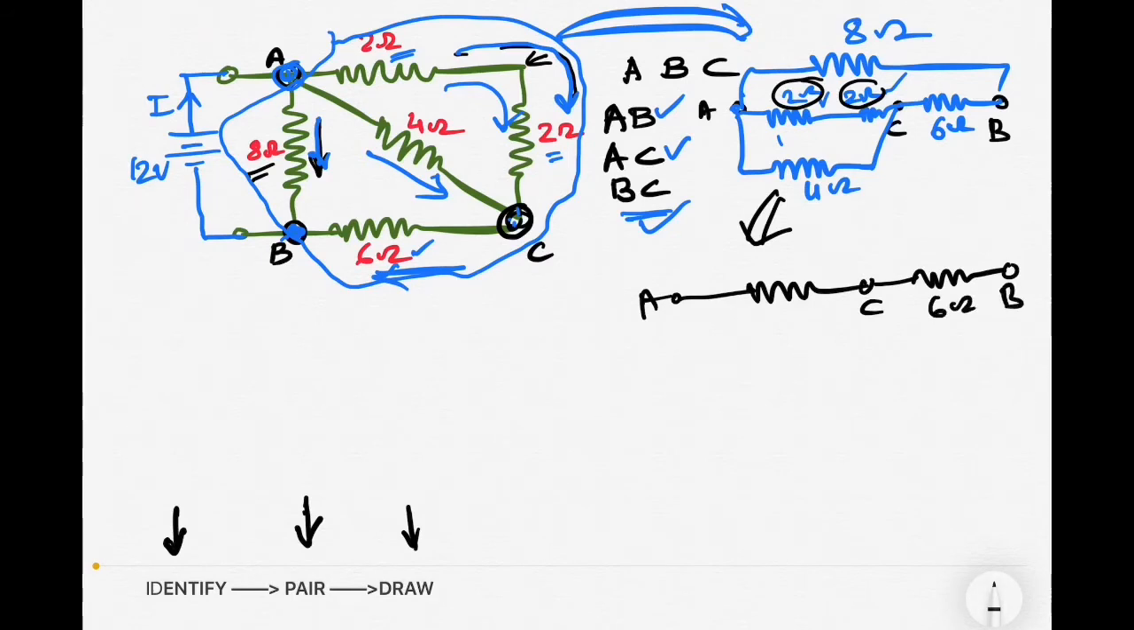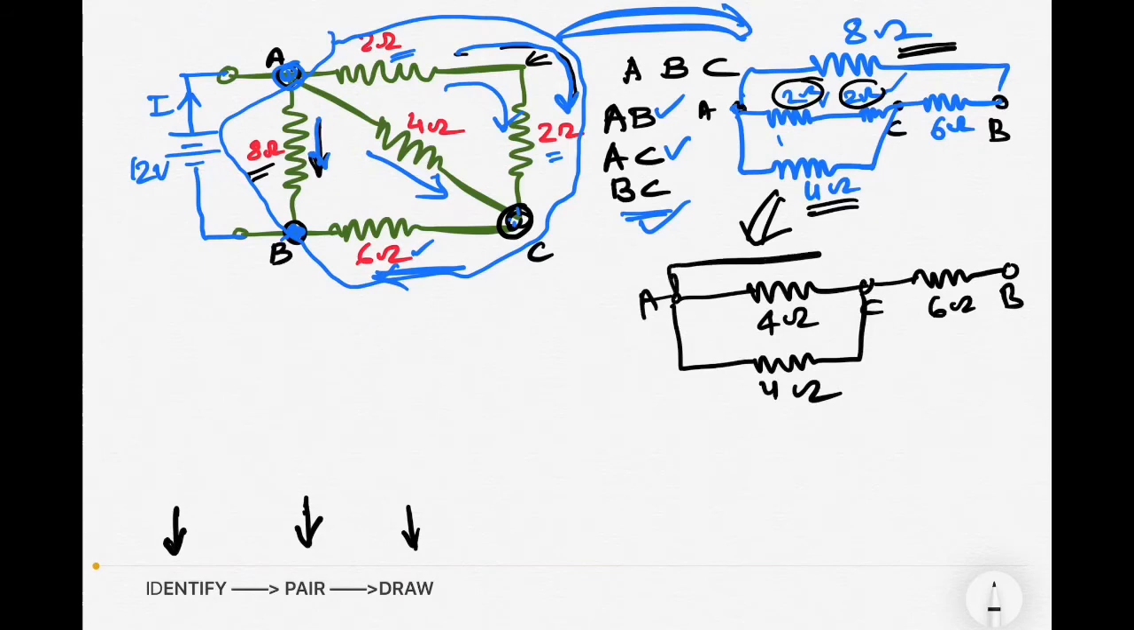This is 6 ohm, this becomes 4 ohm, and there was another 4 ohm between A and C, so I will keep that 4 ohm as it is, and I need to add this 8 ohm between A and B, so that is 8 ohm. So we now reach this circuit, right? Now you see the simplification happening here.